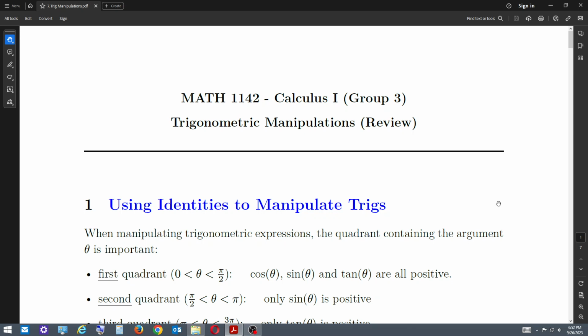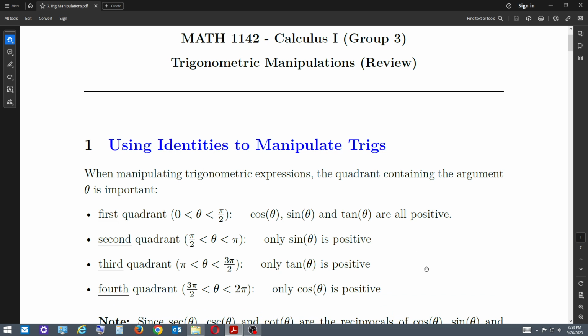Hello, in this video we'll be looking at some trig manipulations. Essentially, what we are doing here is looking to see how, if I give you the value of, say, cos of theta, sine of theta, tan of theta, one of those things, you could figure out the values of the others using that.